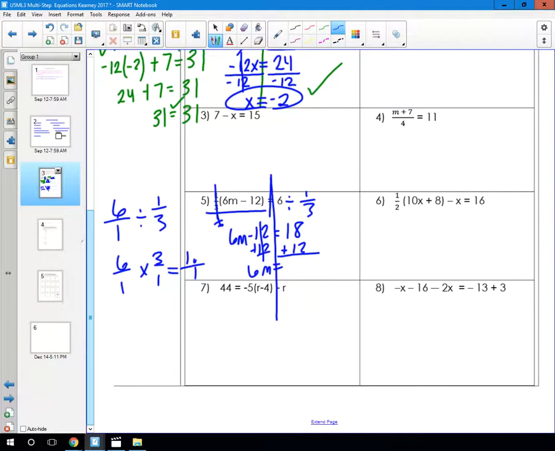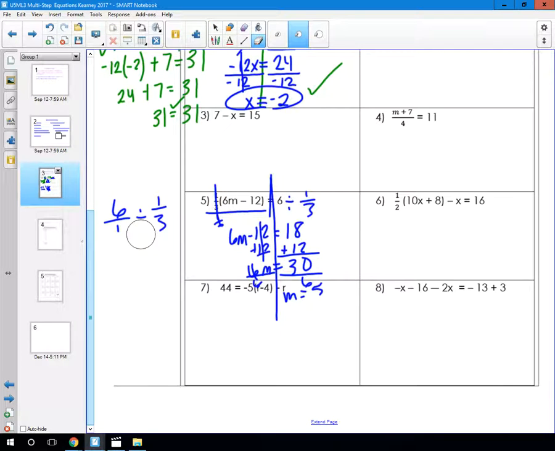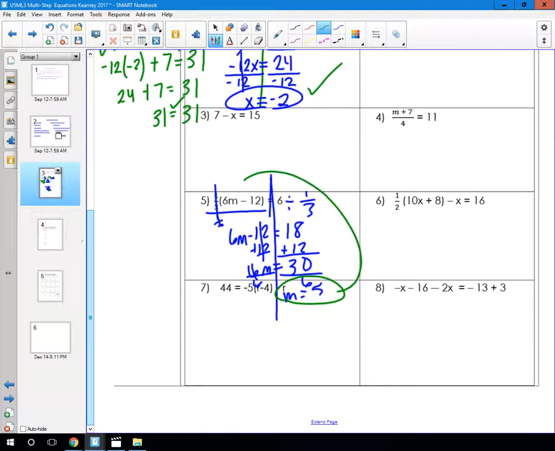And what do you get there? 18 plus 12 is 30. Okay, and divide both sides by 6. So we get m equals 5. We think, let's see if Miss Kearney got this one correct. Okay, that's why it's so important. We always want to go back and check.